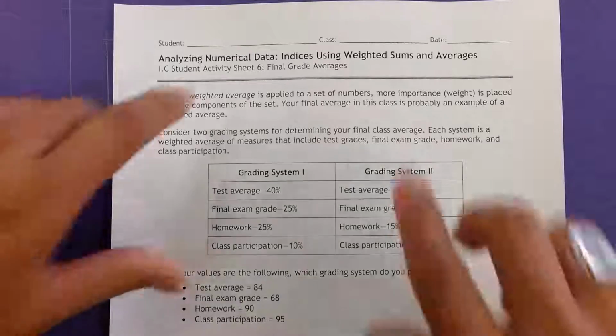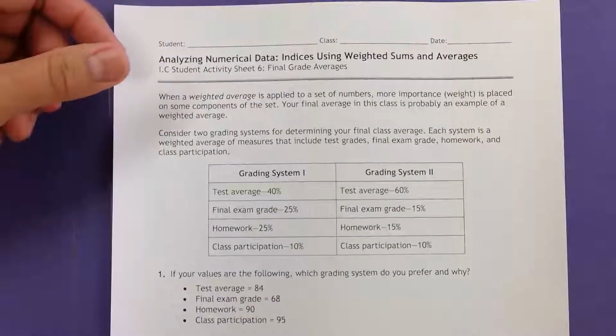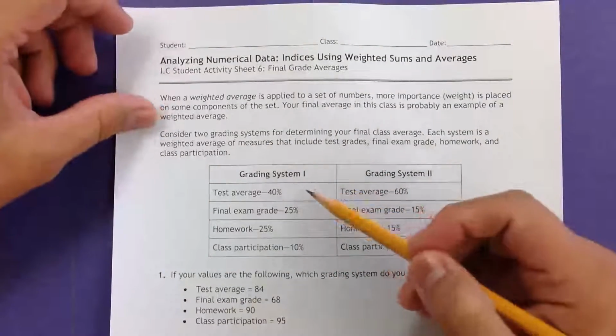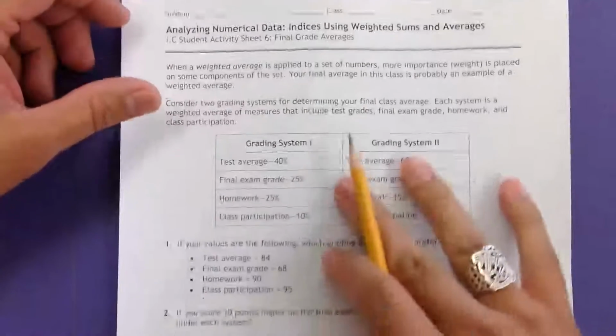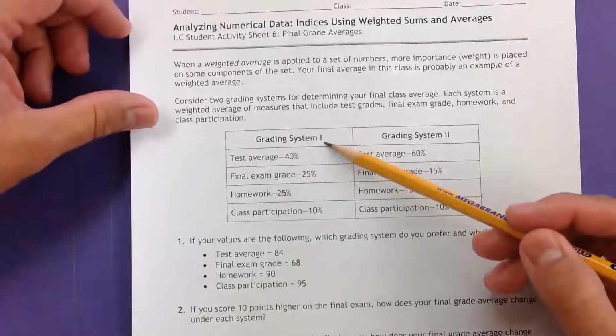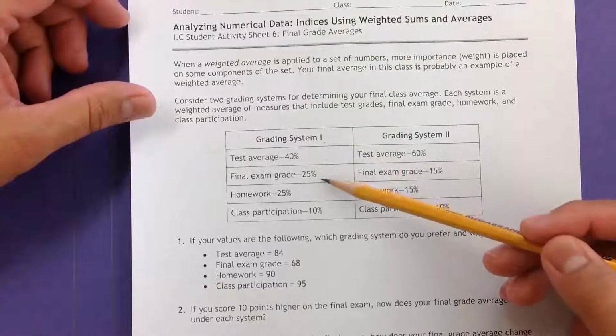We're going to be doing something new, final grade averages, which you can apply to any class where you know the grade averages. We have a couple of grading systems. Grading system 1 has a test average of 40, 25.